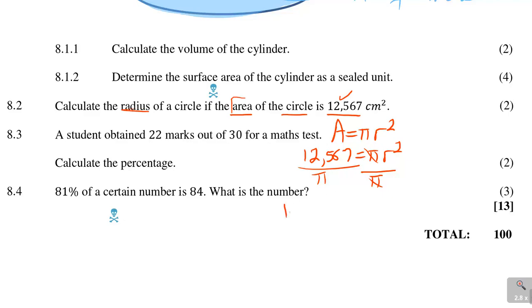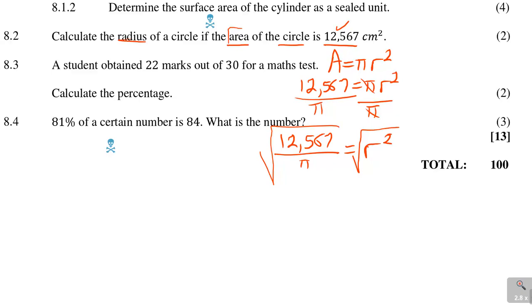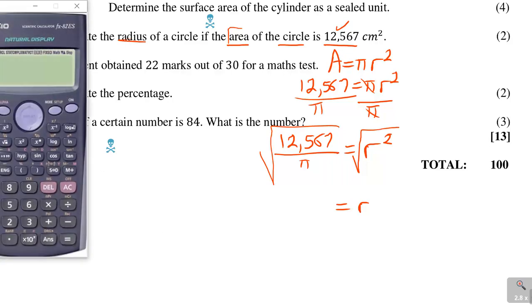So you have got 12.567 over pi is equal to r squared. But remember, you're only looking for r. You square root and you square root. Therefore, you will have your r as here. Again, such questions you can't do without the calculator.